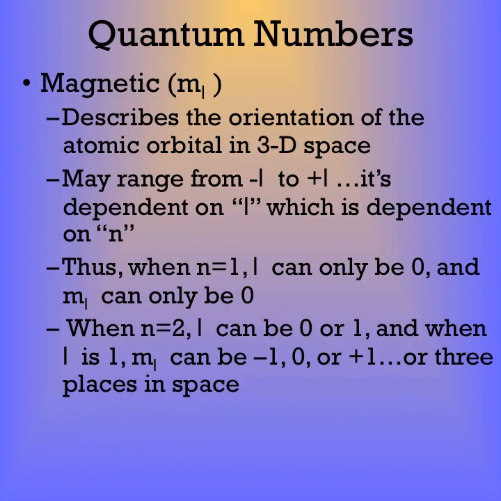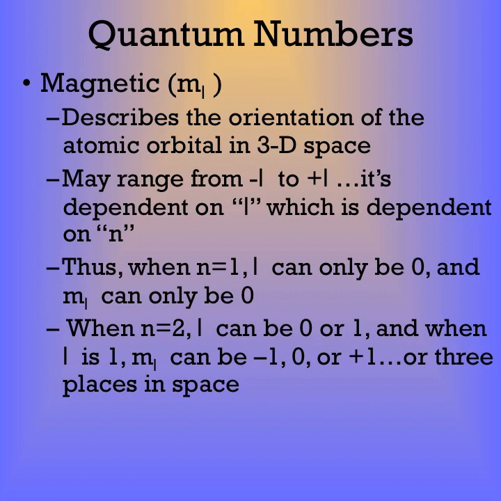The next quantum number, getting more specific again, is known as the magnetic quantum number. It is represented by M with a subscript L to the right of M. And it describes the orientation of the atomic orbital within three-dimensional space. Again, the orbital is kind of like the house in which the electron would reside, its own little home.